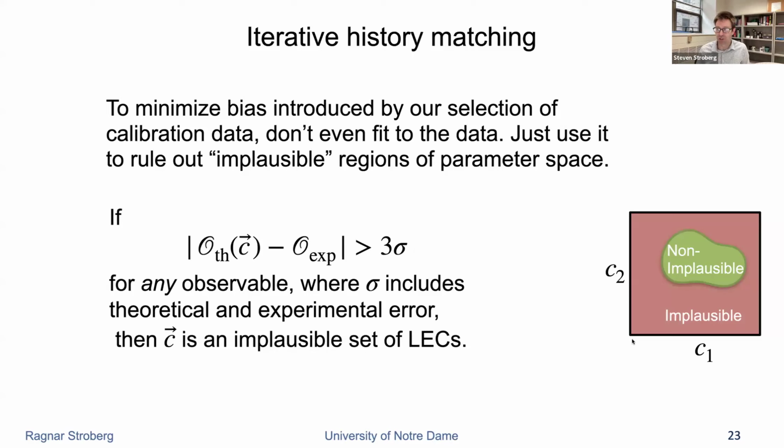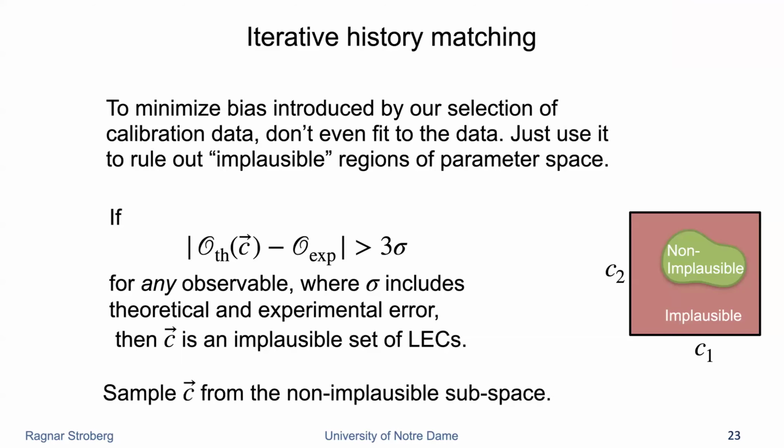So cartoonishly, if you had 2 parameters, C1, C2, there may be some small region where you get non-implausible values and everything else is implausible. You may not be surprised to learn that this was developed by a British person, to use this phrase non-implausible rather than just plausible. So then the idea is that you can sample from this non-implausible subspace and you get some idea of the range of what is reasonable. And those distributions will be somewhat more conservative.